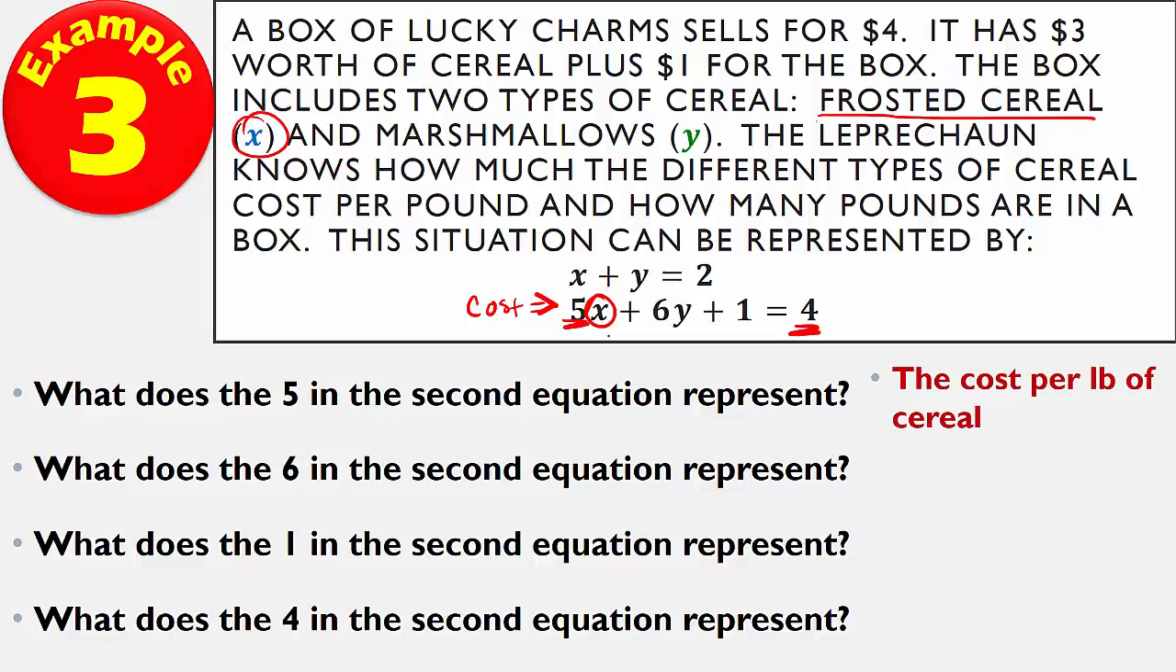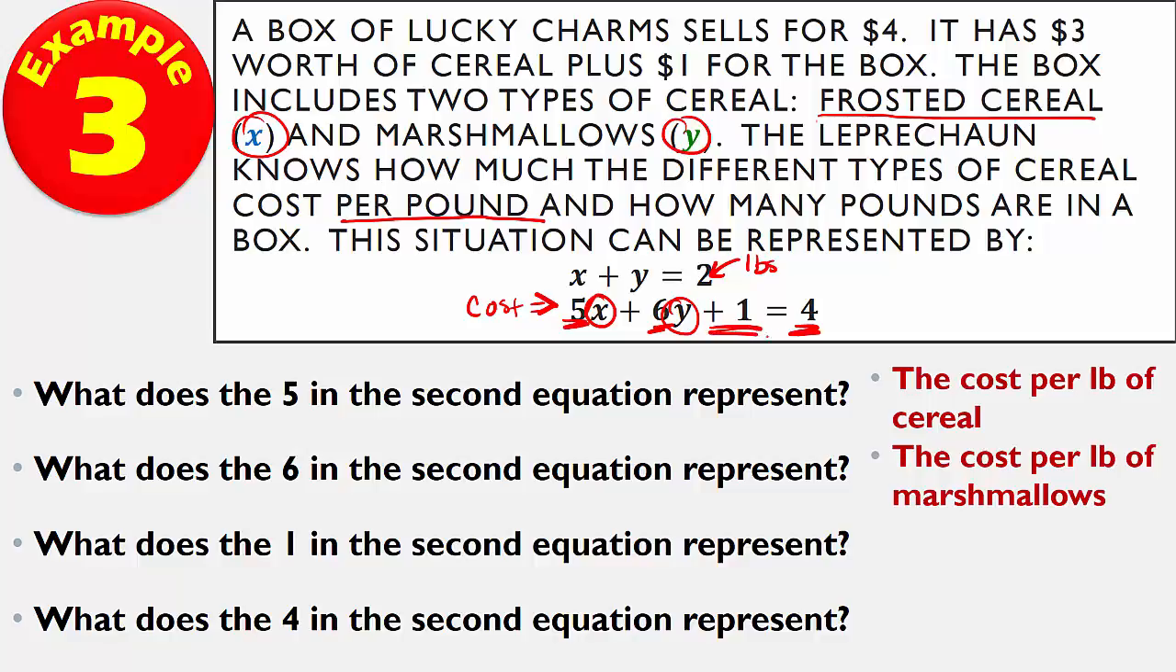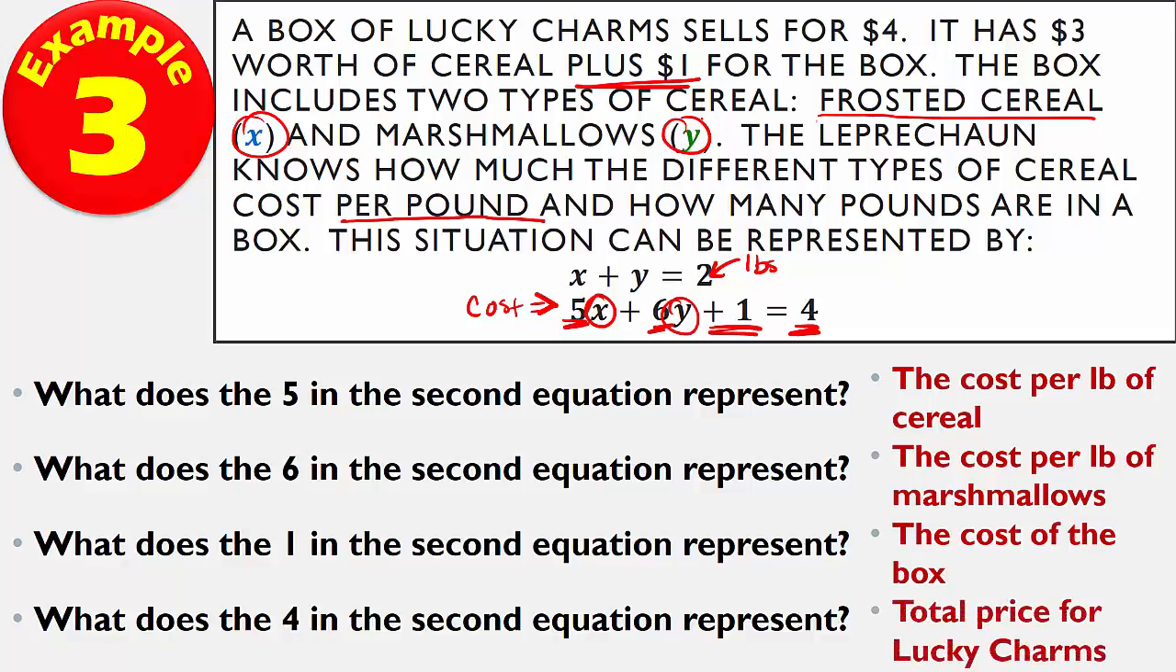Okay, the 6, again, we have that, and that's with the Y, which is right here, and that's the marshmallows. So that's going to be the cost per pound of the marshmallows, because a box is 2 pounds. Not that you're told that, but you are told the cost per pound here. Okay, the 1 in the second equation, now this was brought up here. It has $3 worth of cereal plus $1 for the box. So that's the cost of the box. And then the 4, of course, is the total price for Lucky Charms.